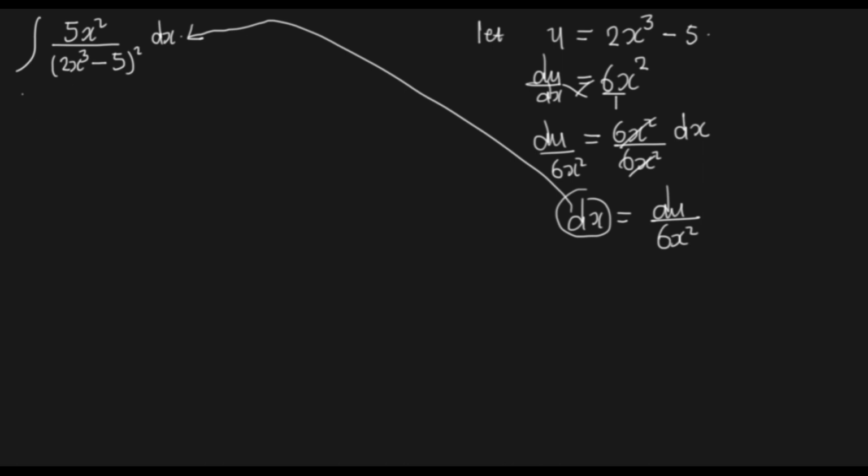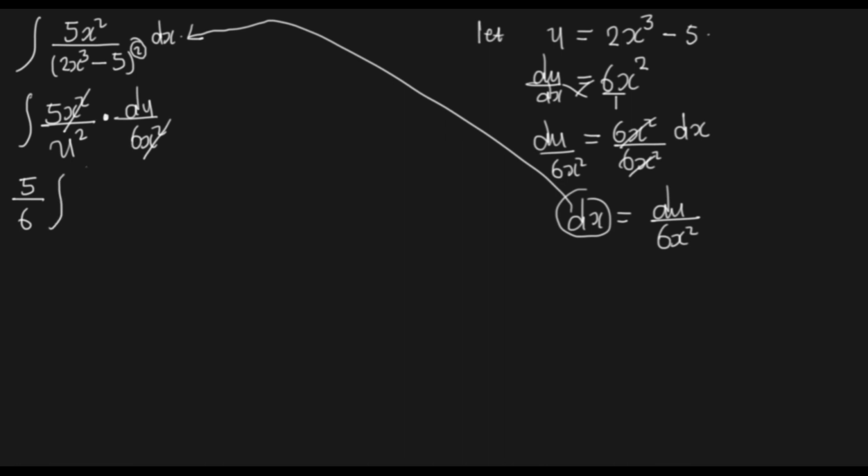denominator function with u. So this will be 5x squared over u raised to the power 2. You need to look at the power that you have here. So raised to the power 2, times then the dx, which we substitute with this one. This becomes du over 6x squared. So we can see that we can cancel this x squared. Then we'll move 5 and 6 to the front. So this becomes 5 over 6, since 5 is on the numerator part and 6 is on the denominator part.